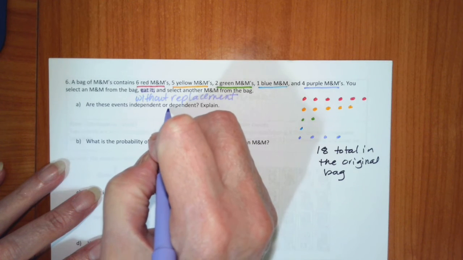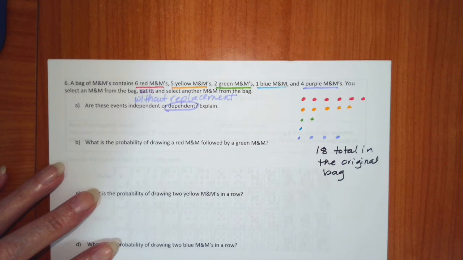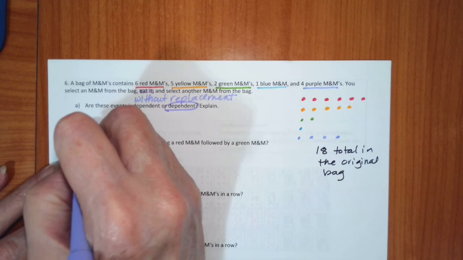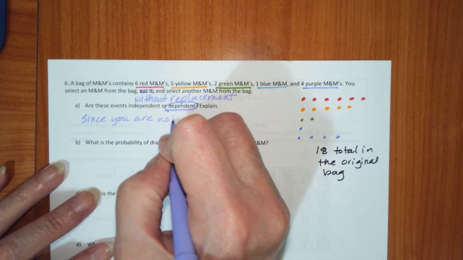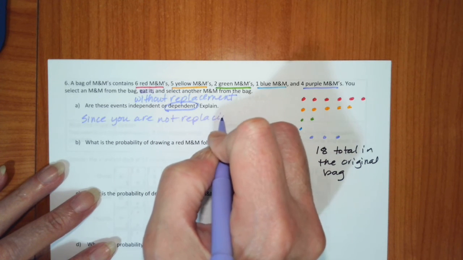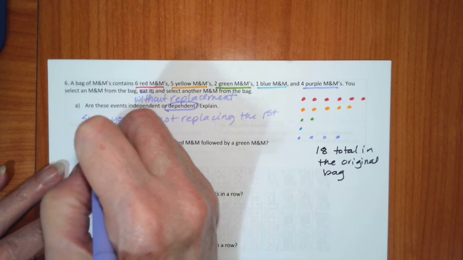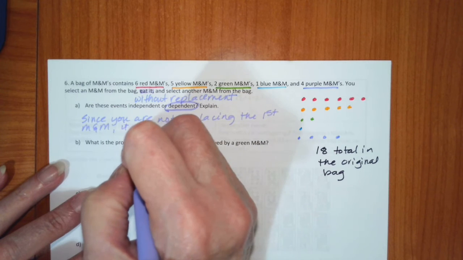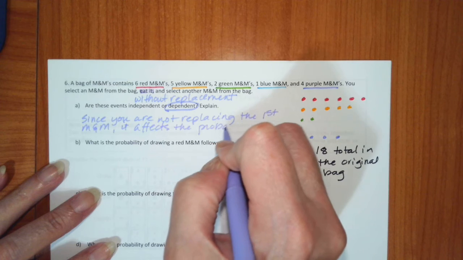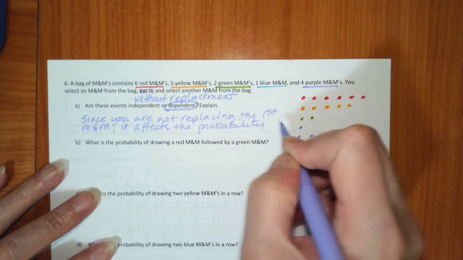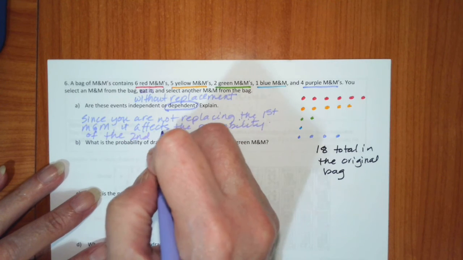Which means these are dependent events. Okay. Since you are not replacing the first M&M, it affects the probability of the second draw.